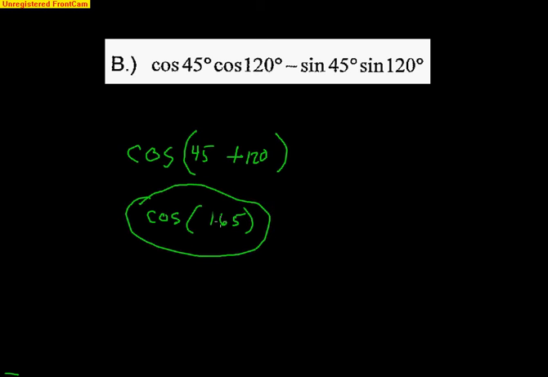But think about what 45 and 120 are. You could have gone from the very beginning and said, oh, I know cosine of 45 degrees. That's radical 2 over 2. I know cosine of 120 degrees is negative 1/2. Oh, I know sine of 45 degrees is radical 2 over 2.